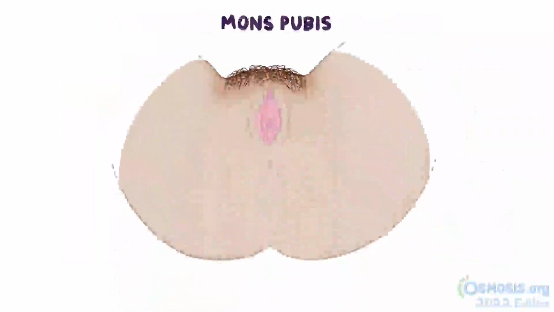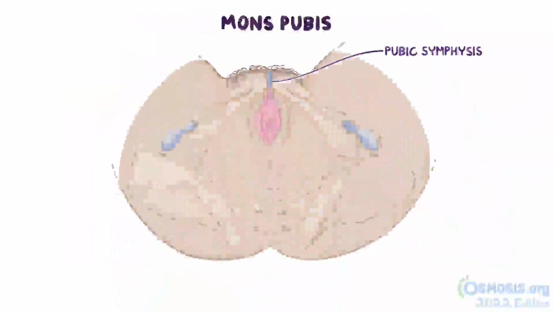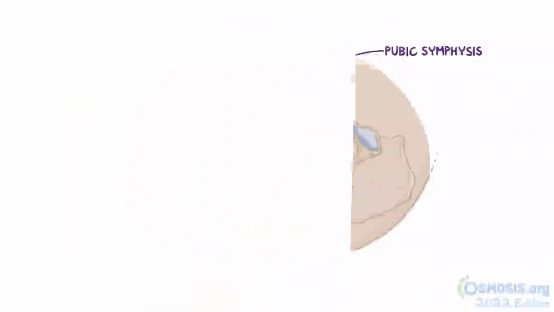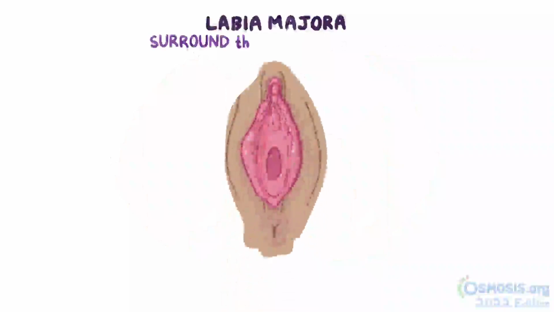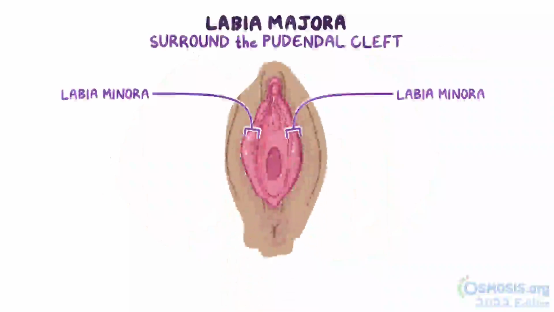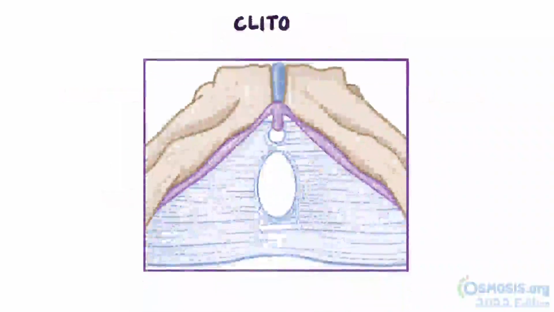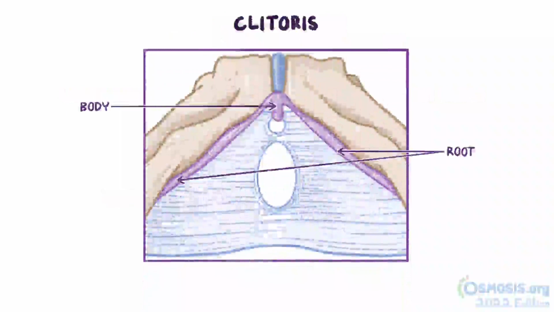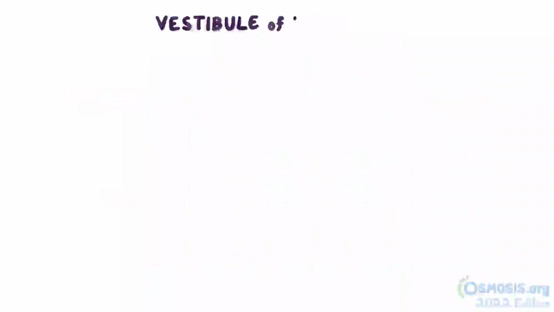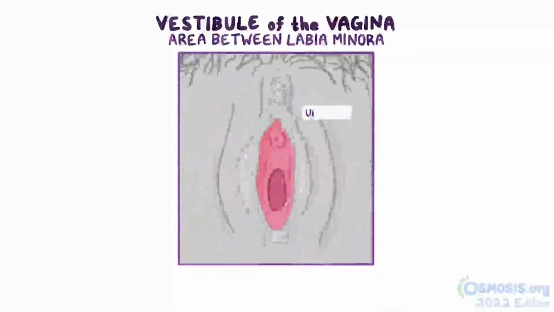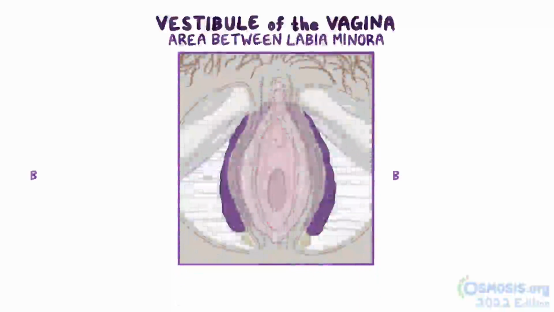Alright, as a quick recap, the mons pubis is a rounded elevation that lies anterior to the pubic symphysis. The labia majora surround the pudendal cleft, which houses the labia minora and the vestibule. The clitoris has three parts, called the root, the body, and the glans. The vestibule of the vagina is the area between the labia minora where the urethral and vaginal orifices open. Deep and lateral to the vaginal opening, there are paired, elongated masses of erectile tissue called the bulbs of the vestibule.